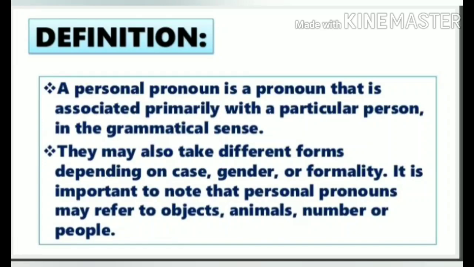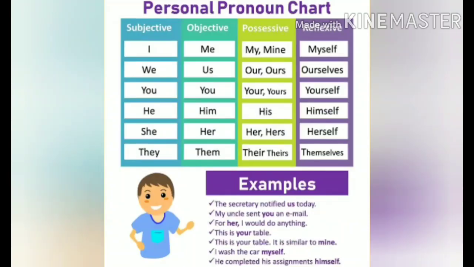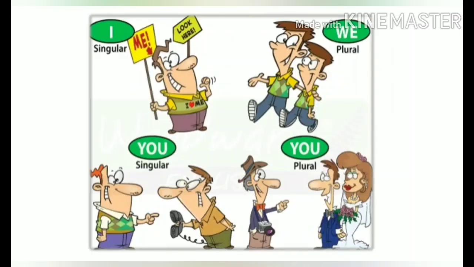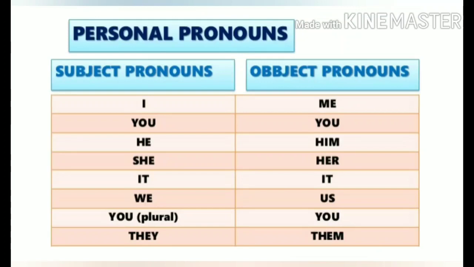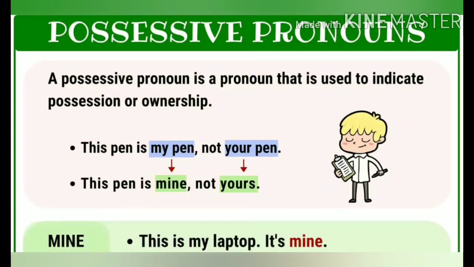So, according to this, personal pronouns can be divided into 3 persons: first person, second person, and third person. He, she, it, I, we, you, they are some of the personal pronouns. Let's move further. Next is possessive pronouns.